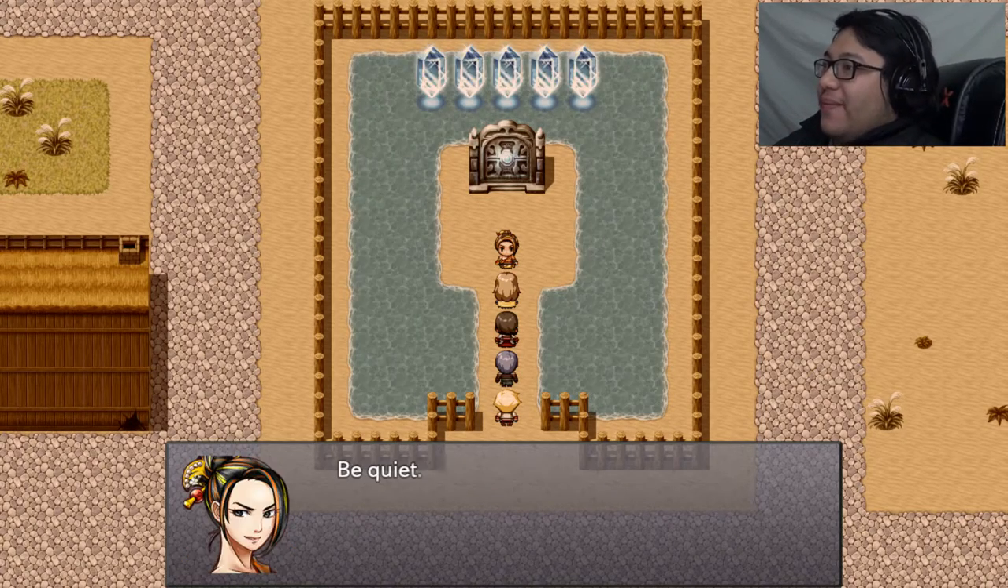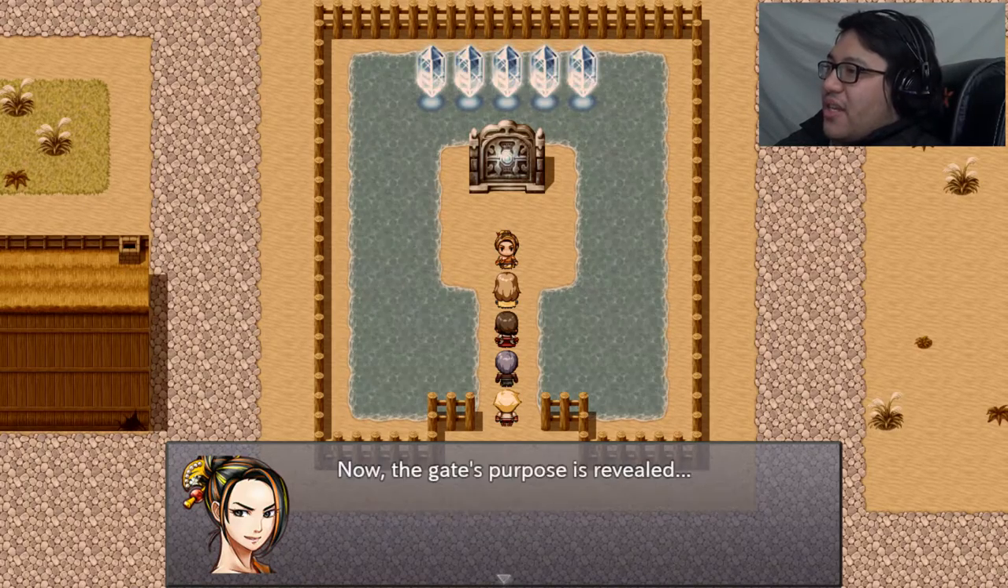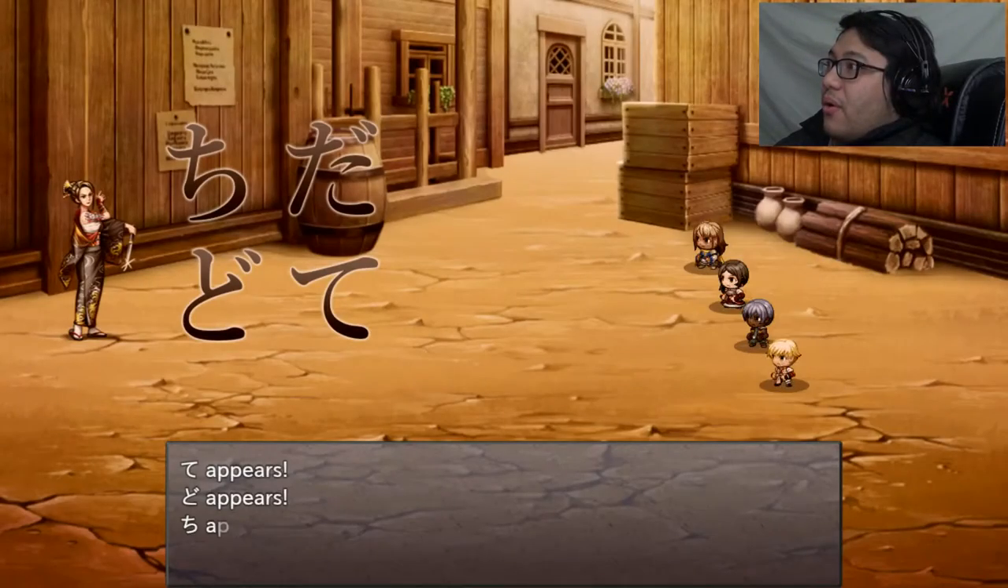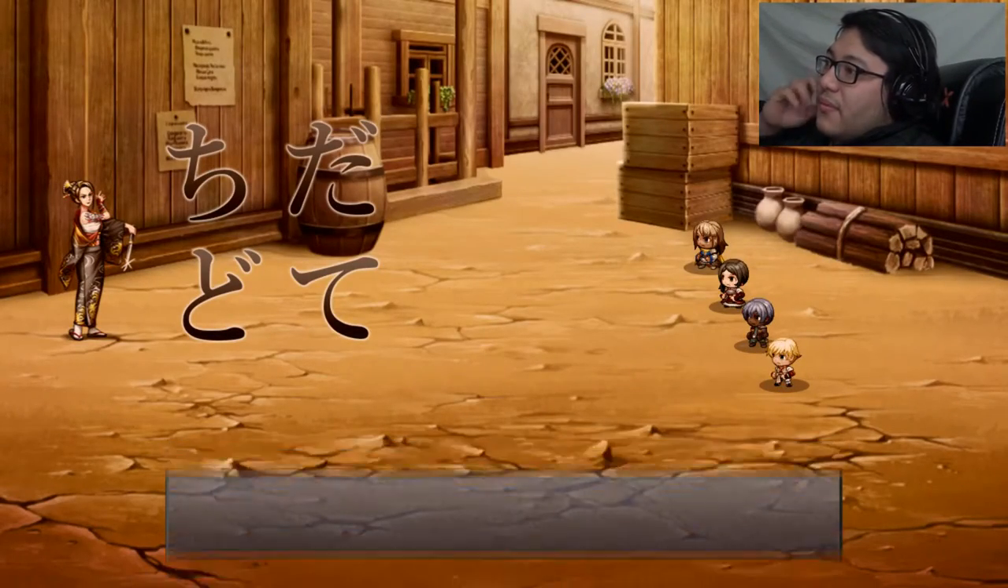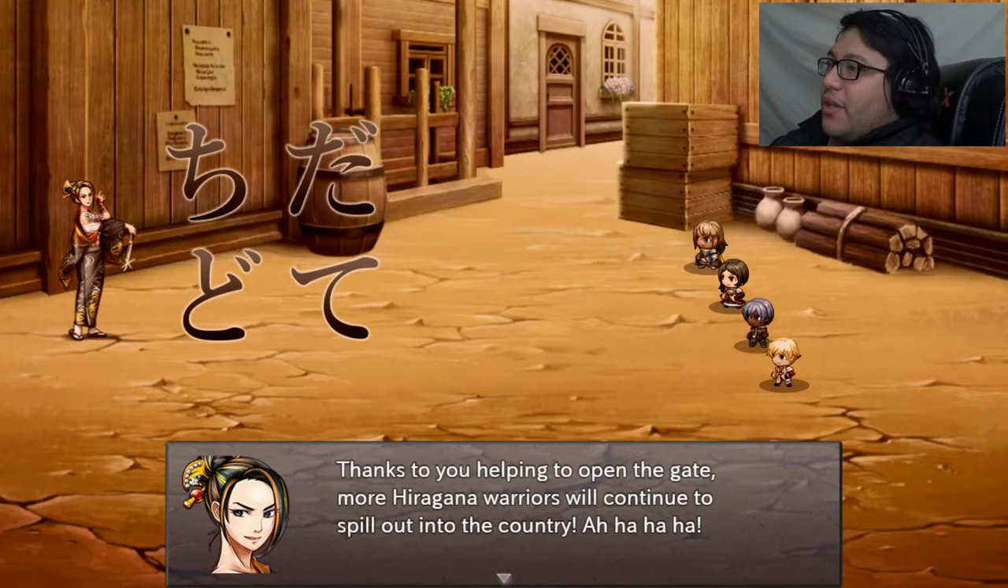No! What are you doing? Be quiet. This town was doomed since the moment Noboru arrived. I'm just helping him conquer this country. Not the game before. What was our purpose? Blah, blah, blah. I didn't even read that. The gate is a portal to an unending swarm of Hiragana warriors. Thanks to you helping out open the gate, more Hiragana warriors will continue to spill into the country.